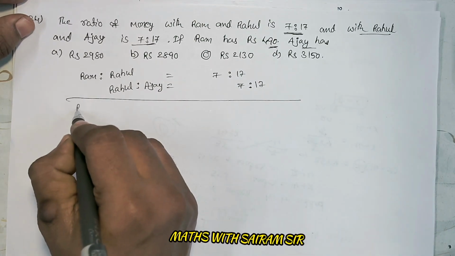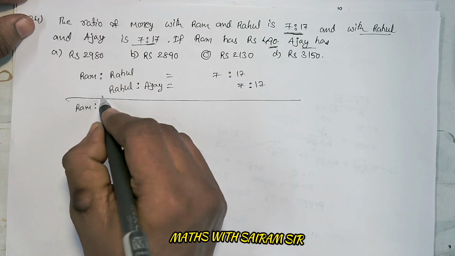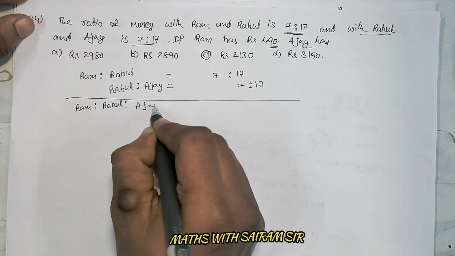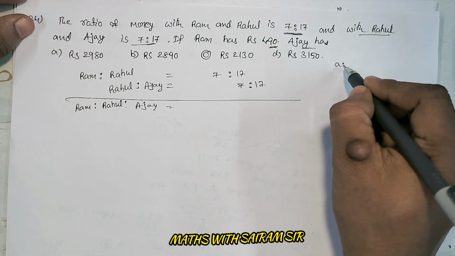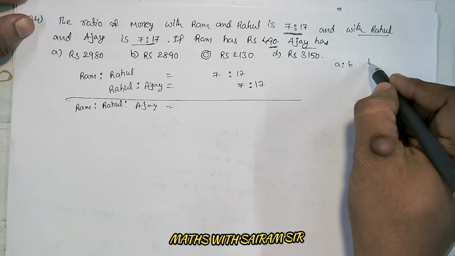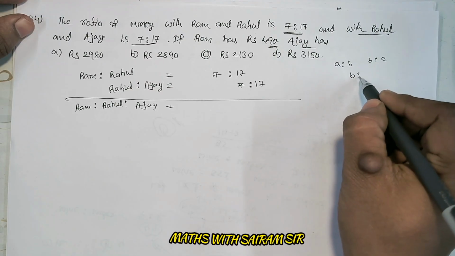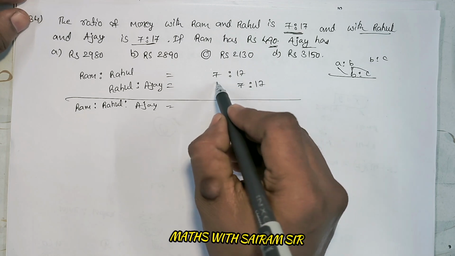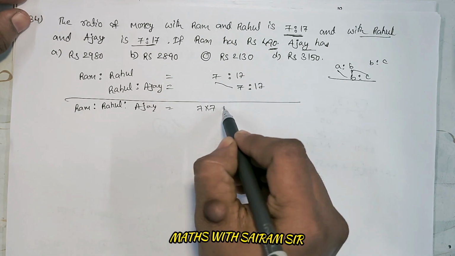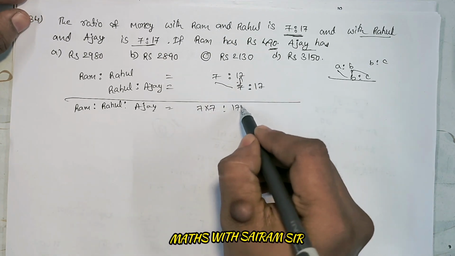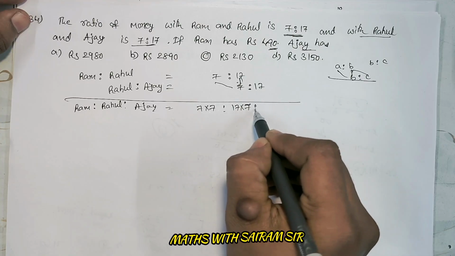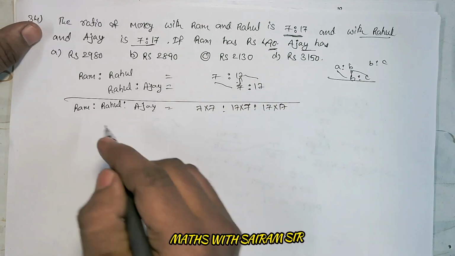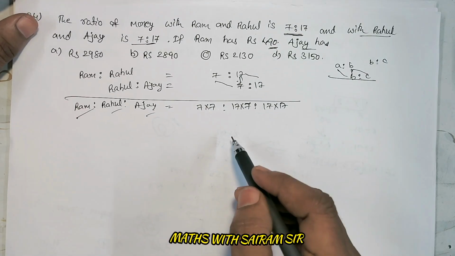Now what am I going to find out? I'm going to find out the ratio between these three, Ram, Rahul and Ajay. For that we already learned that if you know A is to B and B is to C, then we can find A is to B is to C very easily by multiplying. So by using the same concept, 7 into 7 is to 7 into 17 is to 17 into 17. Okay, this is the ratio between Ram, Rahul and Ajay.